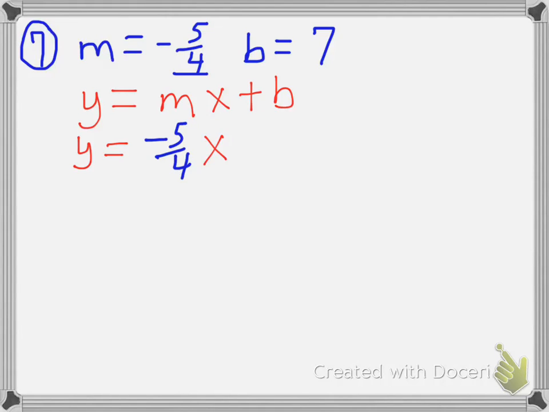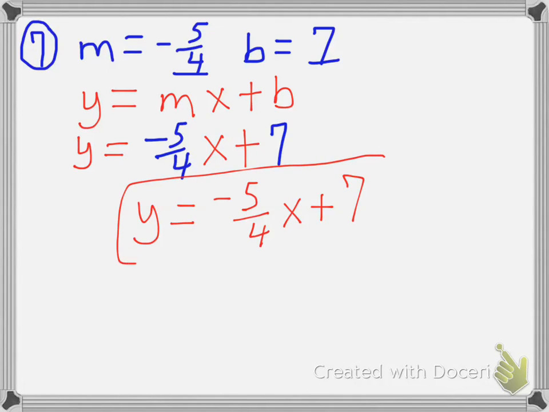Leave the x because that's part of our equation, plus, and in this case, my y-intercept is 7. So my b is 7, so I replace the b with 7. So my answer is y equals negative 5 over 4 x plus 7. There were no signs that needed to be simplified, so we just leave that as y equals negative 5 over 4 x plus 7, and that is slope-intercept form.